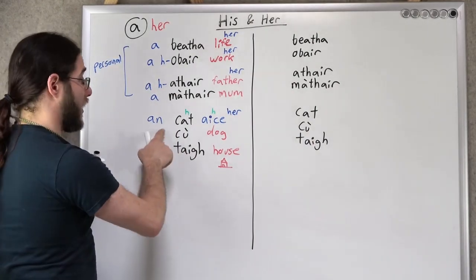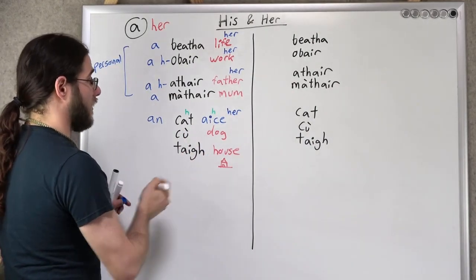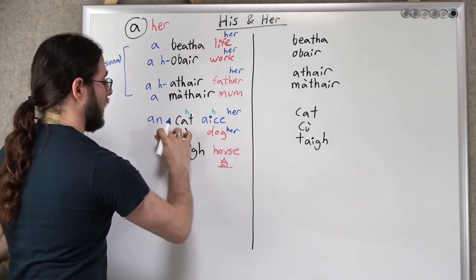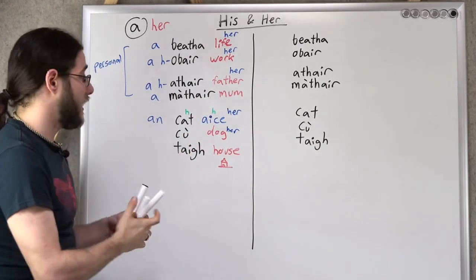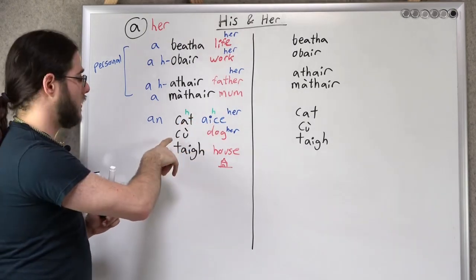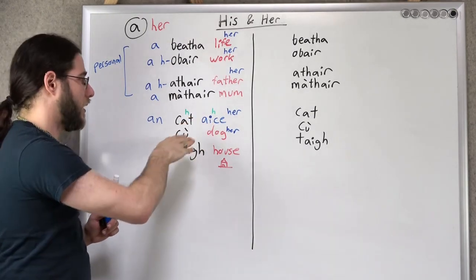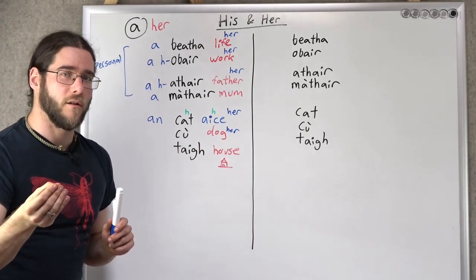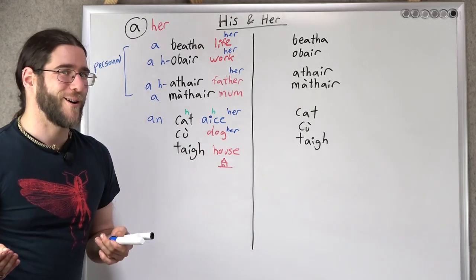Her dog, an cú éiche. It's the same thing. An cú éiche. Or in some dialects, an gú éiche. But let's keep it straightforward. Cú here. An cú éiche. The dog she has. Or the dog at her.